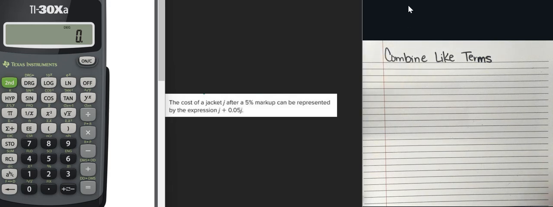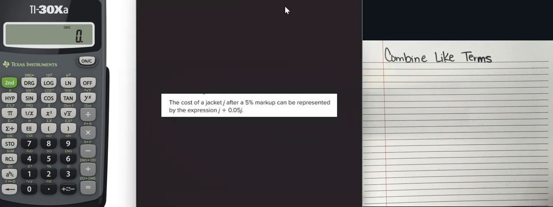Okay, so today we are going to work on combining like terms. So we have a problem. The cost of a jacket, J, after a 5% markup can be represented by the expression J plus 0.05J. And so I wanted to go over a few vocabulary words just to make sure that we're good.